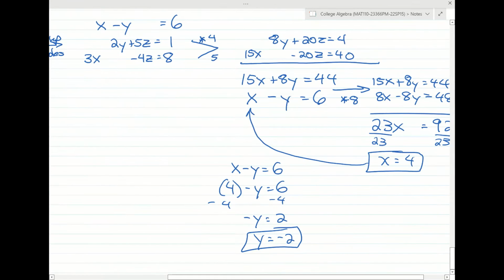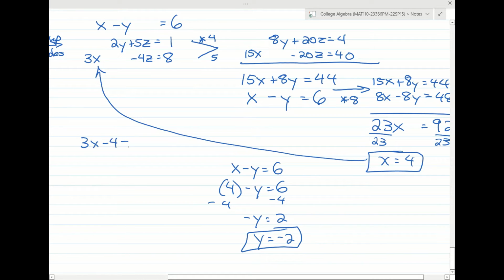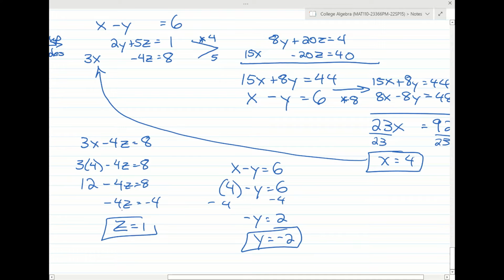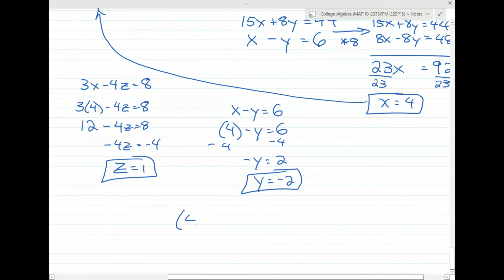It looks like we have x, it looks like we have y, we just don't know what z is. So we can go back to another equation and plug in for x to figure out what z is. It's almost like a little puzzle we're trying to solve for. So if 3x minus 4z is equal to 8, and x is 4, this would be 12 minus 4z is equal to 8. So -4z would be -4, and z is 1. The answer for this would just be 4, -2, 1. It's always in alphabetical order, x, y, and z.